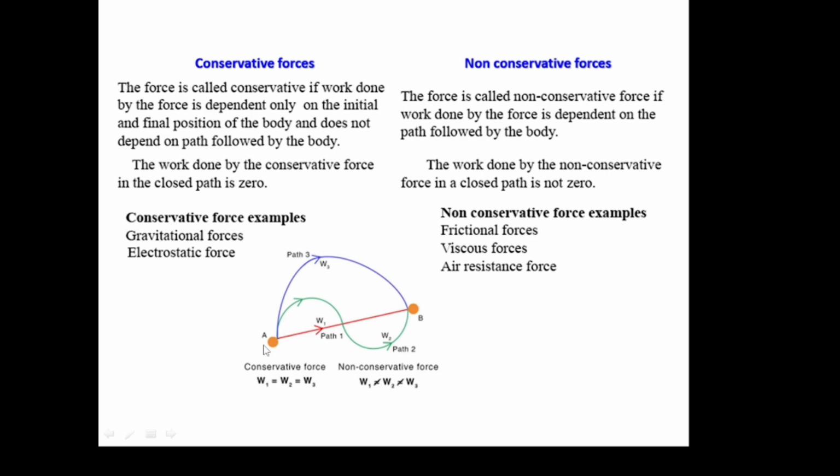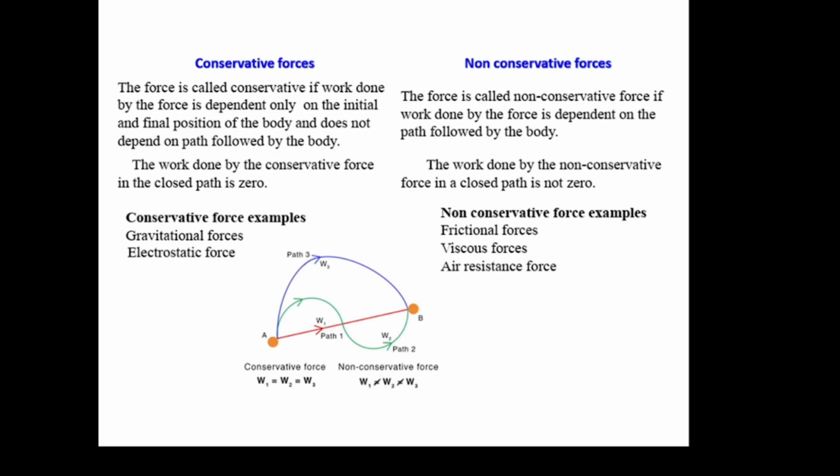Now look at this figure. The initial point is A and the final point is B. Suppose a particle is going from A to B; it can take path 1, path 2 or path 3. For conservative forces, all of these are path independent. That means W1 is equal to W2 is equal to W3. That is for conservative forces, where the energy will be conserved.